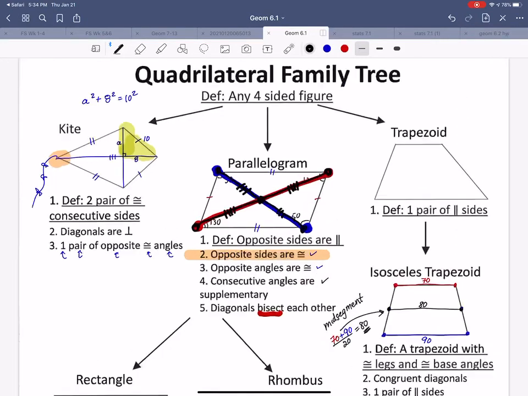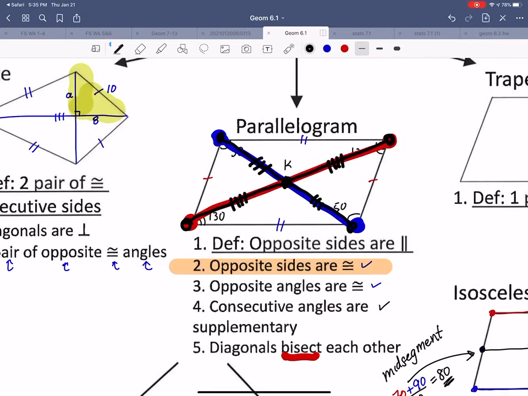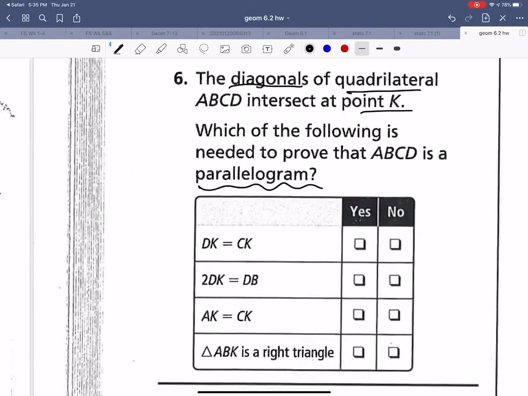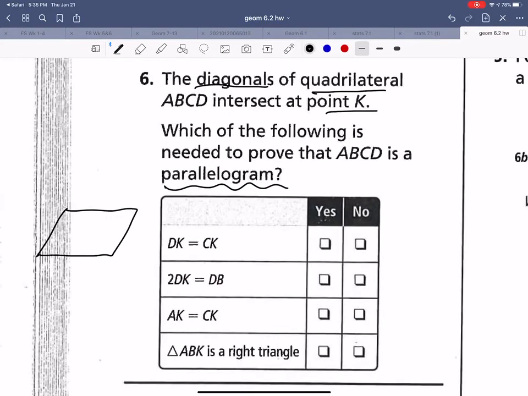So looking back here, if K is our midpoint, we know that we'd need the diagonals to bisect each other, or else it can't be a parallelogram, right? So let's see. We've got a possible parallelogram, and the diagonals intersect at K. So what if DK is equal to CK? Oh, wait, that's not what I want. That won't necessarily make a parallelogram.